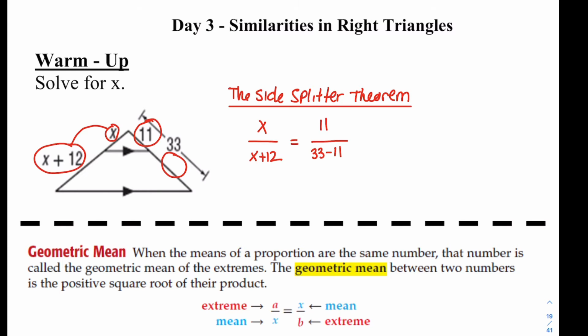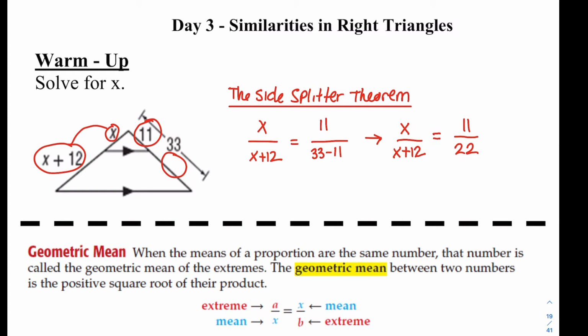So you'll see I have on one side the two parts, x and x plus 12. x over x plus 12 is the first ratio. And then the two other parts would be 11 and 22, since 33 minus 11 is 22.